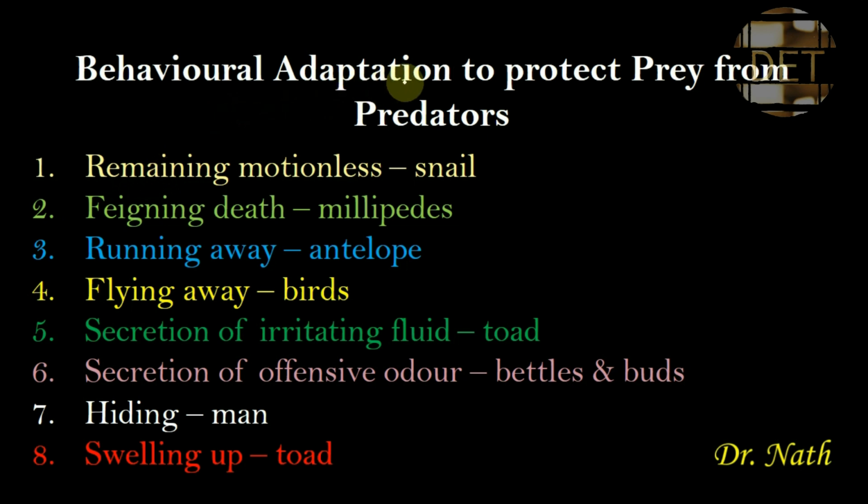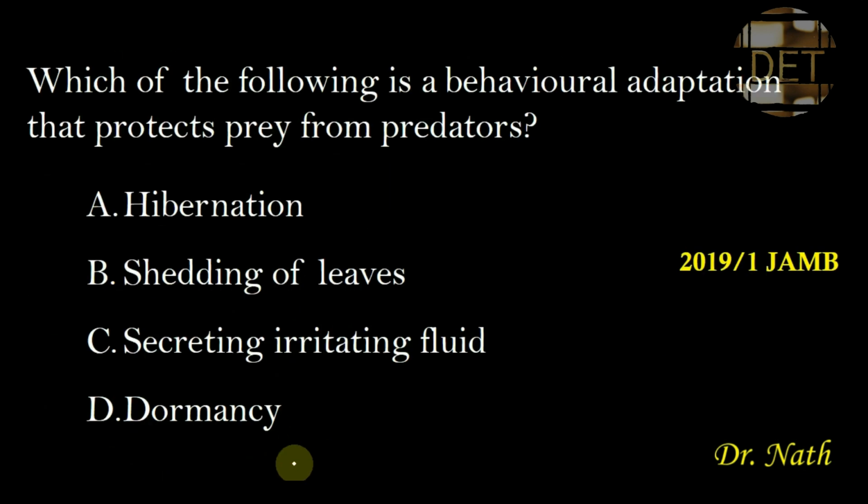So again, the behavioral adaptations to protect prey from predators are remaining motionless, feigning death, running away, flying away, secretion of irritating fluid as in toads, secretion of offensive odor as seen in beetles and birds, hiding as seen in man, then swelling up as seen in toads. So back to the question, which of the following is a behavioral adaptation that protects prey from predators?